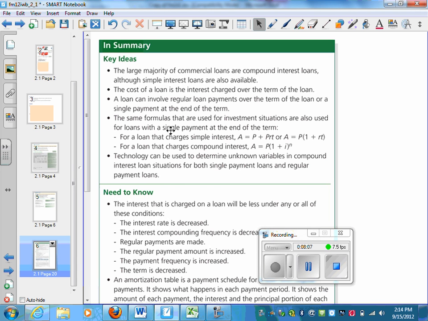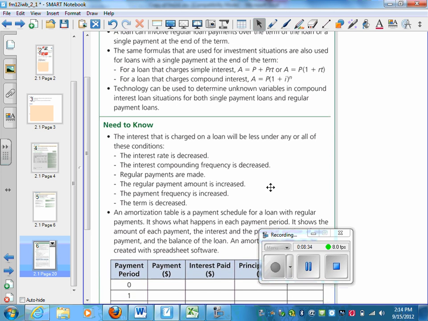A loan can involve regular payments or a single payment. There'll be times where we use the same formulas that we did in chapter 1. So just a reminder, there are formulas for a loan that charges simple interest and for a loan that charges compound interest. And then if we have single payments and regular payments, we're going to have to use the spreadsheet, and sometimes your financial calculator will work as well.